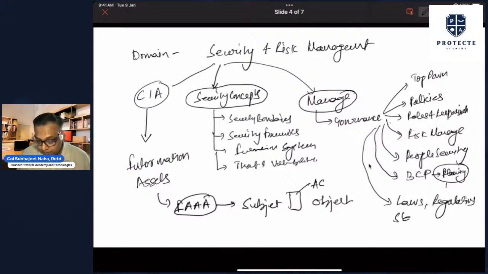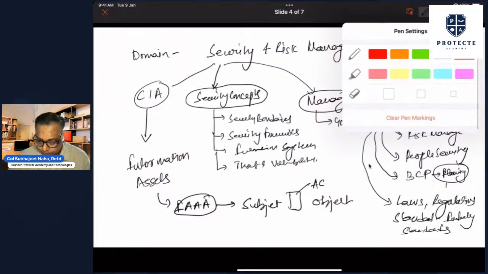And finally, the last important part is you need to understand various laws, regulations, and standards. Standards, basically industry standards. So now this slide covers complete domain one. You have to understand what governance is, how to manage security, and what the different components of governance and security management are.